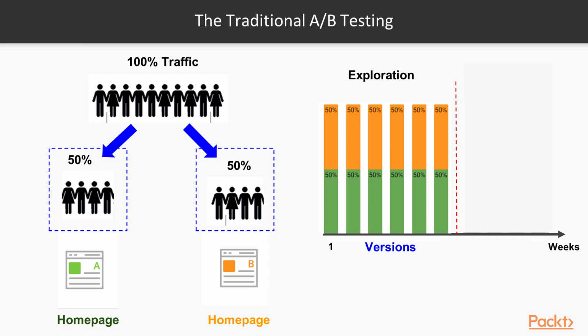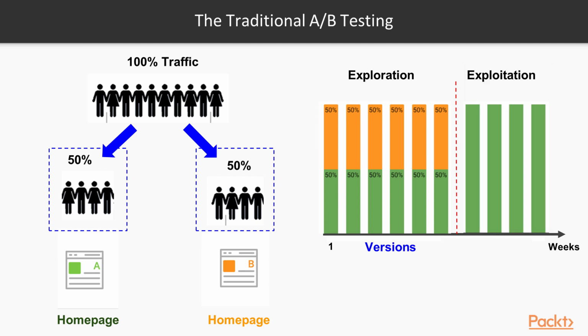After this decision, the exploration phase ends and the exploitation phase starts. From now on, you only display the winner homepage to 100% of the traffic. In summary, the traditional A/B testing tests the homepage versions, decides which one performs better, and uses this information to display only the winner homepage during the exploitation phase.